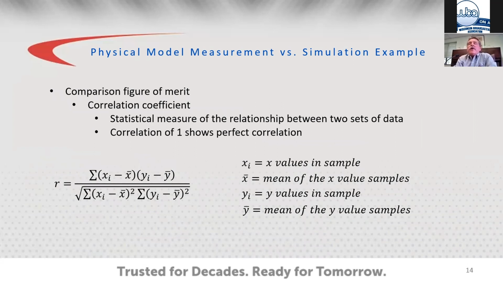In order to do a comparison, we need a figure of merit. And what I use is a correlation coefficient. It's a good tool. It basically tells you how close two sets of data are. A correlation of 1 shows a perfect match. A correlation of 0 means that the two sets of data are not related at all.